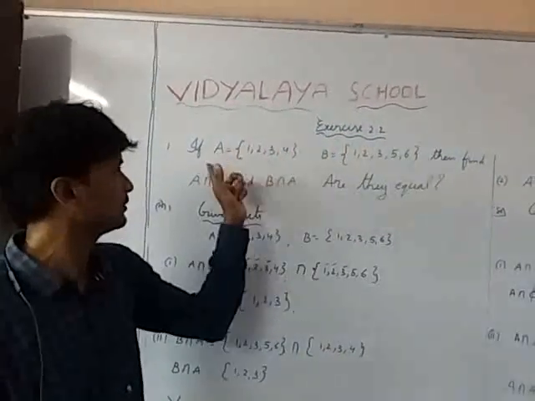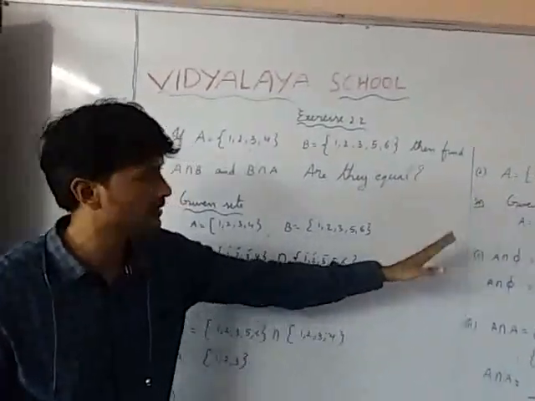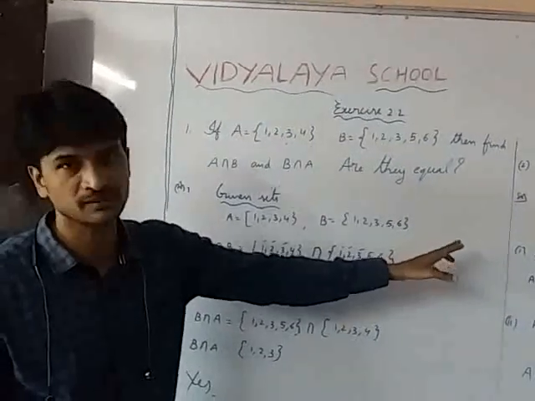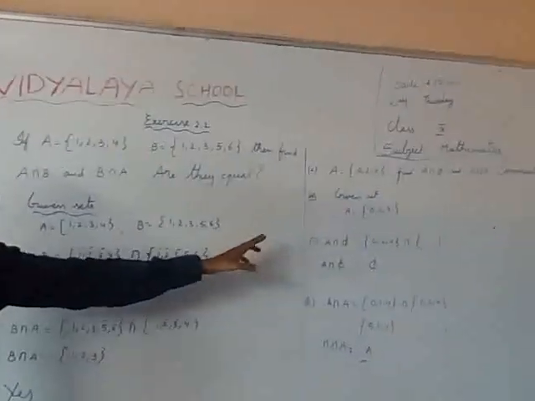In exercise 2.2, sums 1 and 2 we did. The same problems we have to do 2 times in the next class, and I will check. This is the homework file.